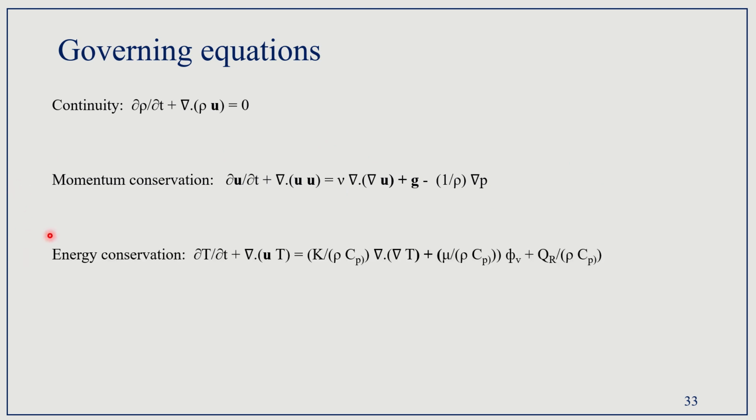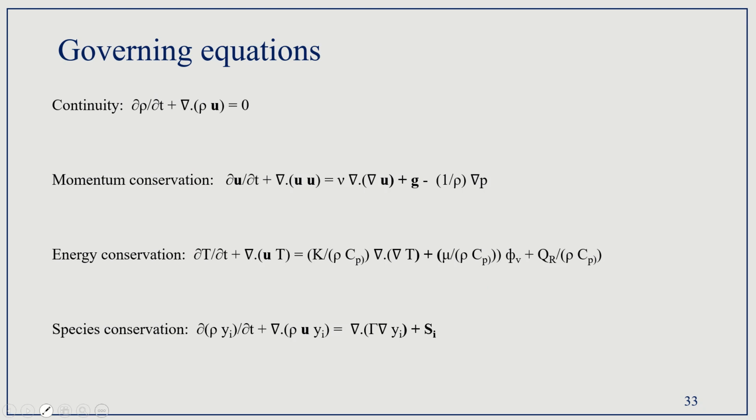So finally, the energy conservation equation, we have it as this: ∂T/∂t plus ∇·(uT) is equal to k/(ρcp) ∇·∇T plus μ/(ρcp) Φ plus Qr/(ρcp). So here in the Qr term, we would be getting the rate of reaction term. We'll see that in the next slide.